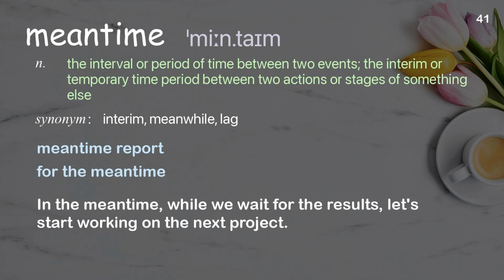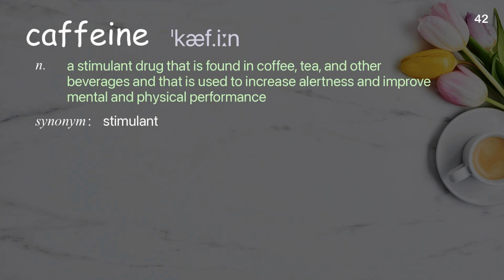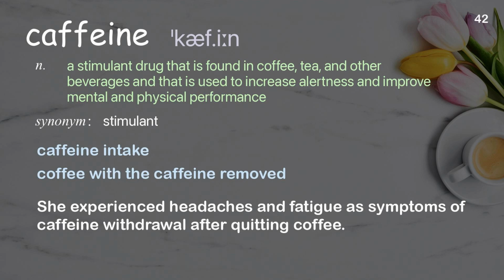Caffeine. A stimulant drug that is found in coffee, tea, and other beverages, and that is used to increase alertness and improve mental and physical performance. Examples. Caffeine intake. Coffee with the caffeine removed. She experienced headaches and fatigue as symptoms of caffeine withdrawal after quitting coffee.